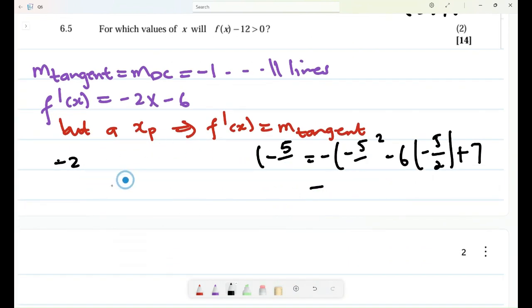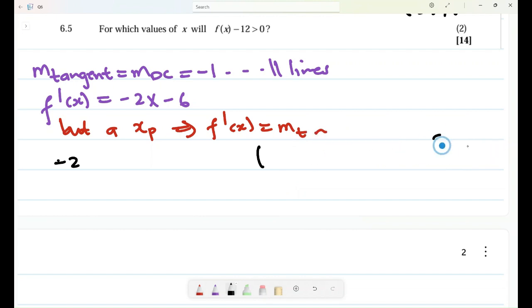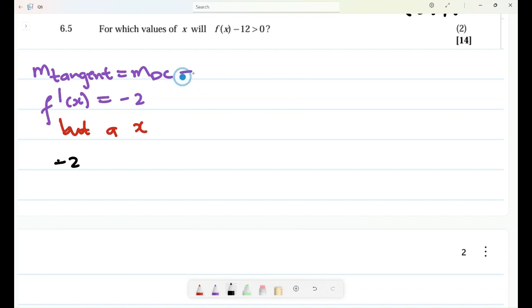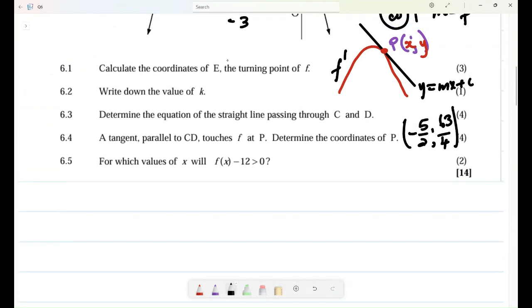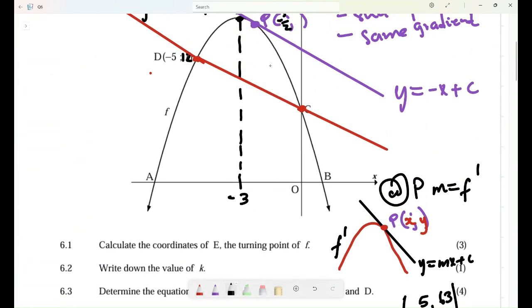You need this principle. You need to understand this. Hopefully, I explain this in a manner that you understand. So the last question says, which is 6.5, for the value of. All right. Let's do this.